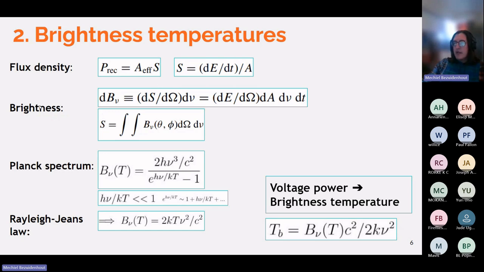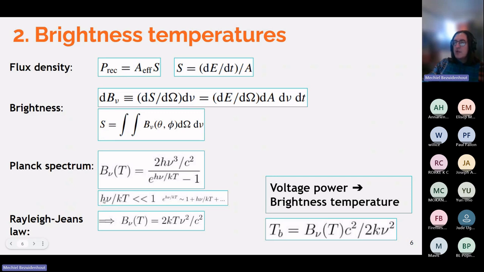And then we can define the brightness such that the flux is given by the integral of the specific brightness over solid angle and frequency. Let's assume that this signal that we are measuring comes from thermal emission. In that case, we know that thermal emission will have a Planck spectrum given by this B as a function of the temperature.